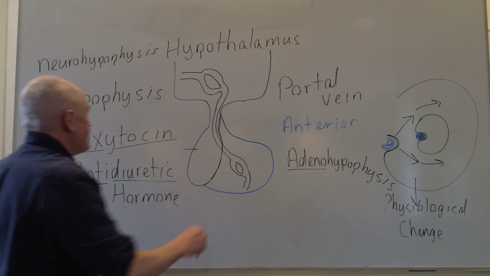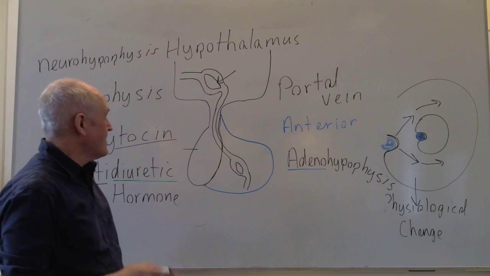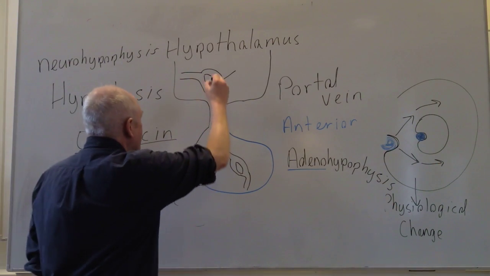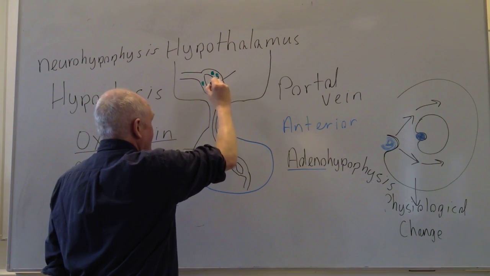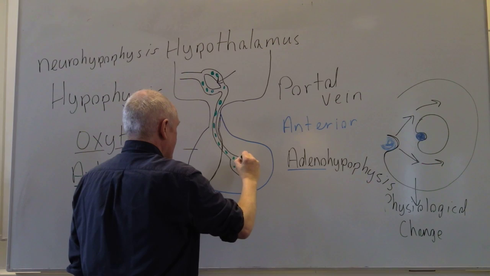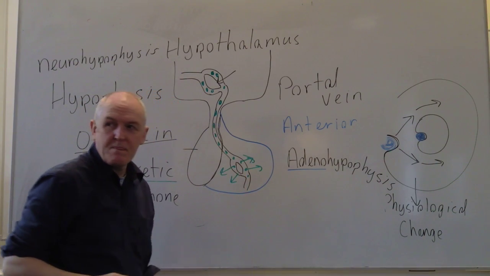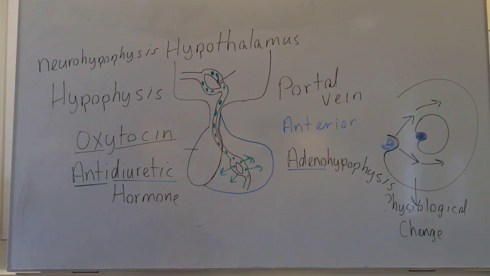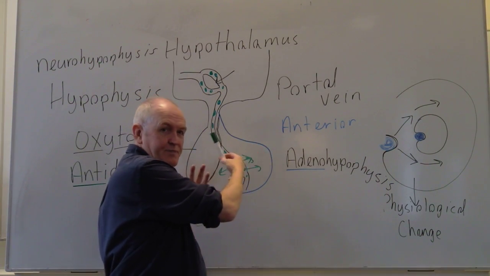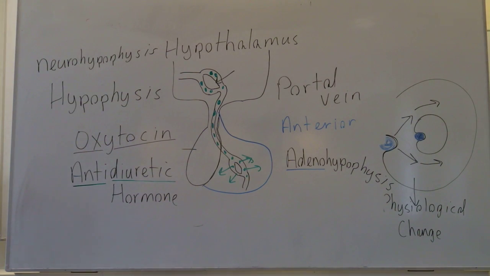And what's produced here are products that have different names in different textbooks, but we can call them releasing hormones. So releasing hormones in very small amounts go into the blood in the hypothalamus, go down through this portal vein into the anterior lobe of the pituitary gland. And it's only when these releasing hormones from the hypothalamus arrive in the pituitary gland that the pituitary gland releases its hormones. And the hormones from the pituitary gland are released directly into the blood.